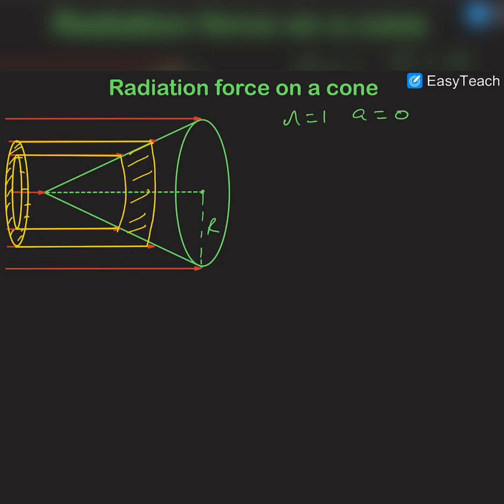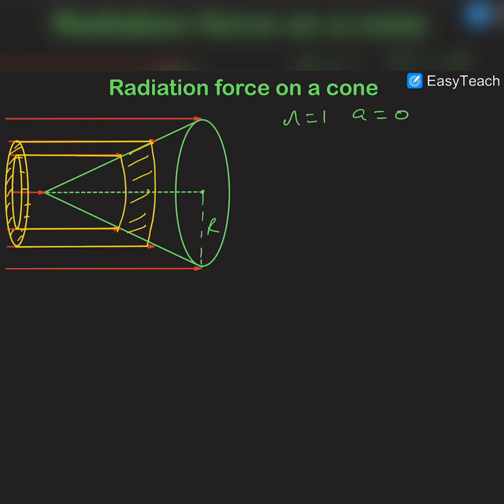In this video, we are going to discuss the radiation force acting on a cone. So let us see that this is a cone which is perfectly reflecting, as its reflectivity is 1 and absorptivity is 0. So imagine a cylindrical beam of radiation of intensity I incident on this cone, and I have already drawn a cylindrical cross section of this cylindrical beam.